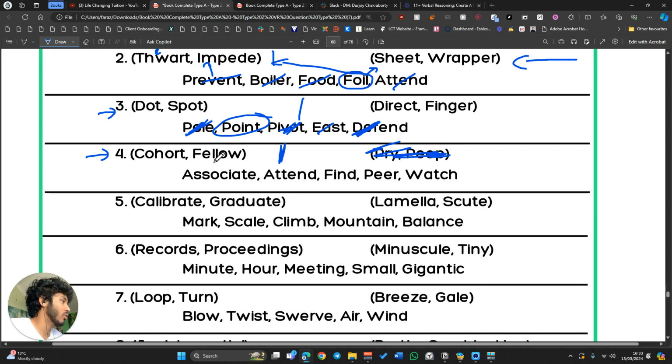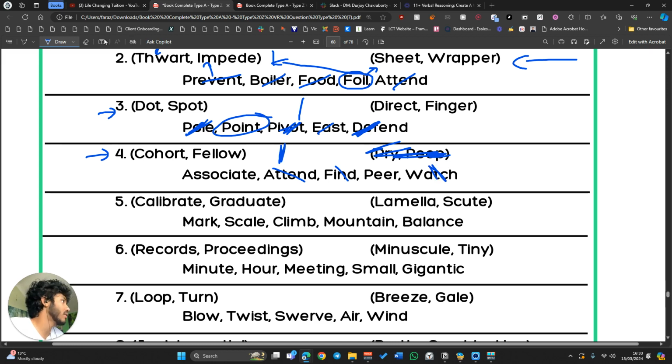So cohort or fellow, a cohort is like a group of people, it's going to be something like that. So associate and fellow, these sort of match, and a fellow is like a person that you like, or a friend. Attend, not too sure about that one. Find, definitely not. Peer, okay, peer does work actually, because you can be someone's peer, or you can be in someone's peer group, meaning you're basically their age or in their group, or sort of their friends. So your peer group is the people in your school, in your class, they're your peers.